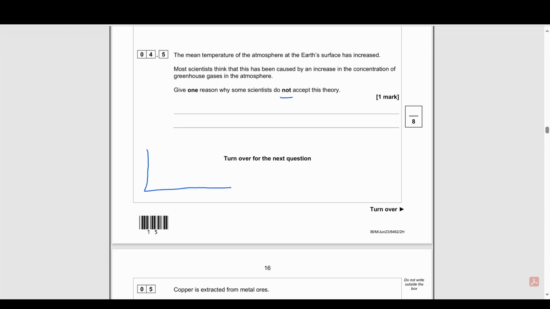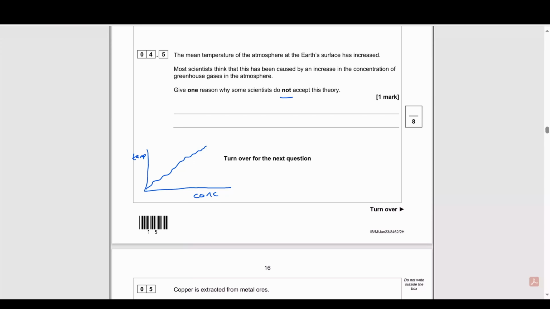4.5. The mean temperature of the atmosphere at the Earth's surface has increased. Most scientists... and our concentration of greenhouse gases on our x-axis, and our temperature is on our y-axis. It would essentially give us a graph like this, which is suggesting that as the concentration of these greenhouse gases increases, the temperature increases.